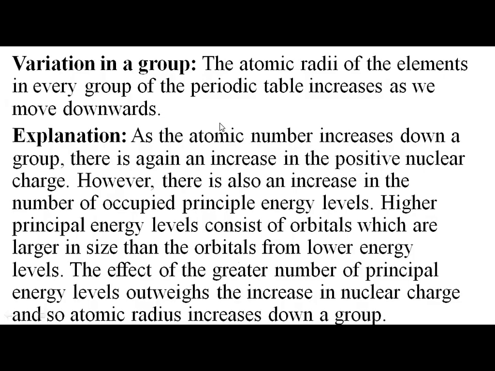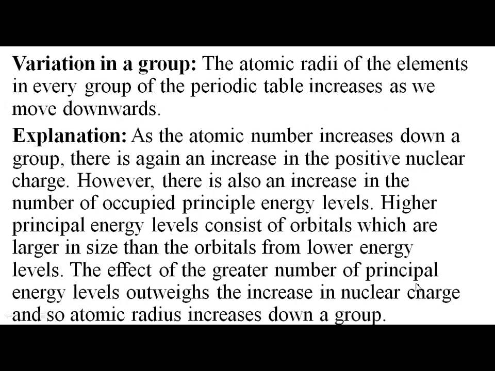Atomic size decreases. In a group, the atomic radii of the elements in every group of the periodic table increase as you move downwards. As the atomic number increases, there is again an increase in the positive nuclear charge. However, there is also an increase in the number of occupied principal energy levels. So the number of shells increases. Higher principal energy levels consist of orbitals which are larger in size. Yes, as the n value increases, the orbitals in those particular energy levels will have larger size than the orbitals from lower energy levels.